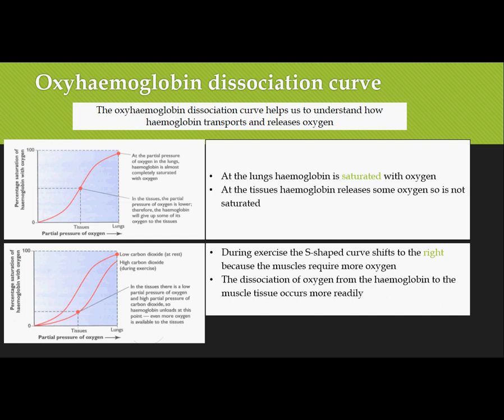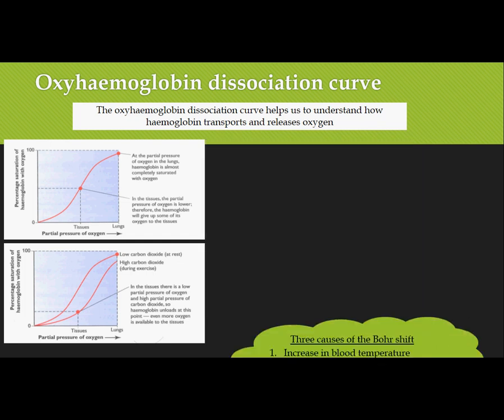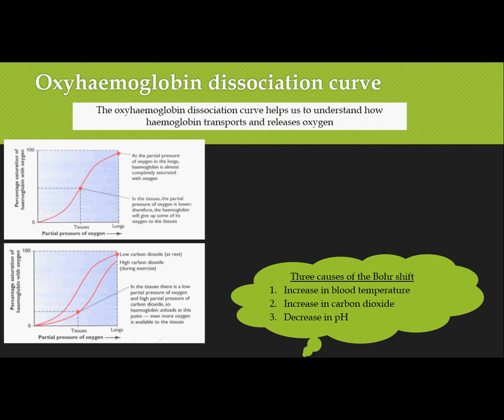We need to understand the three causes of this Bohr shift. And the three causes when we're exercising are an increase in blood temperature, an increase in carbon dioxide, and a decrease in pH. So you might need to watch this video a few times to get your notes and get your ideas, and write down any questions that you may have to ask in class.